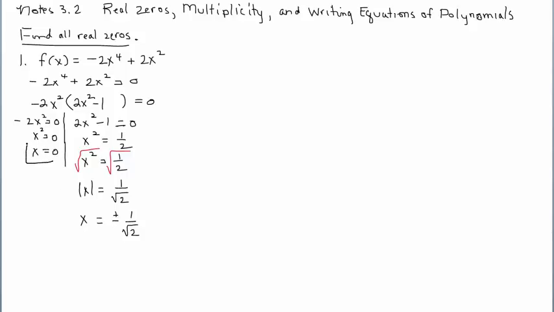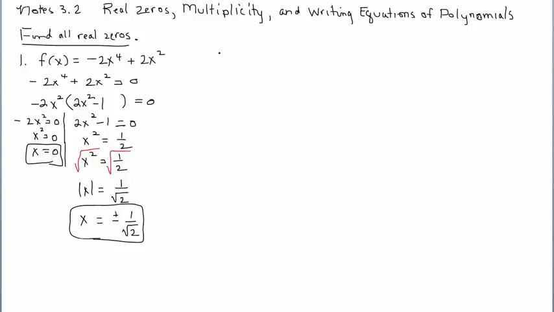So I had 3 zeros. I could have had up to 4 zeros. The highest degree, again remember the degree is the highest exponent. I could have had 4 zeros, but no more than 4 zeros. But in this case I only had 3. And actually this 0 occurs twice because of the x squared.